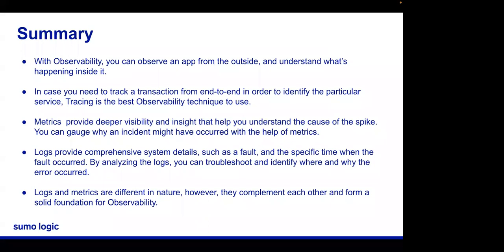Metrics provide us an insight to cause a spike, tell us what's happened to the spike. We'll see the spike using metrics, and then ultimately we'll look back into our logs to see what caused the spike. Logs obviously provide the information about who, what, where, when, how, right? Logs provide us that comprehensive system detail of what happened and what caused that failure. All right. And then, of course, logs and metrics, while different in nature, complement each other in providing us this observability information.